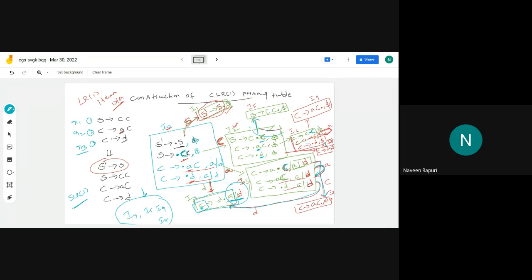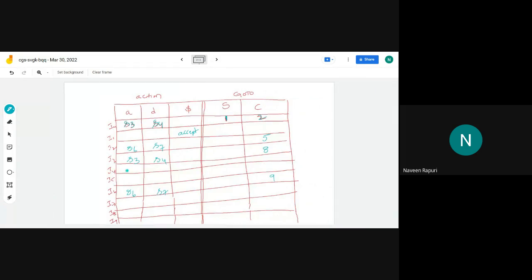Here, R3 is placed at I4 on a and I4 on d. That means I4 on a, R3, and I4 on d, R3.